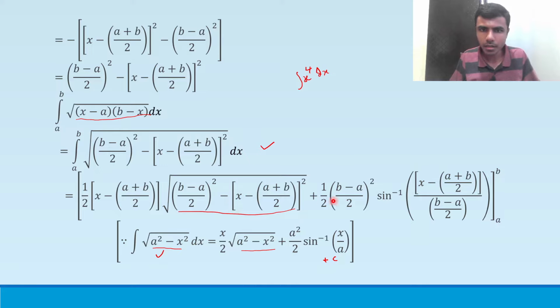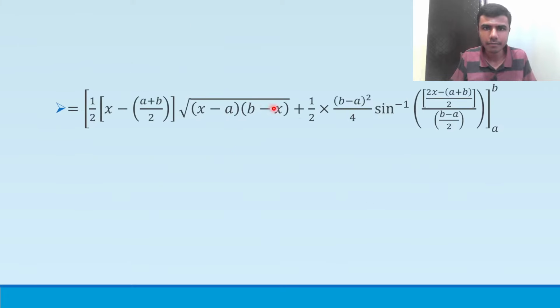And next, just expand this. Here I have b minus a by 2 whole square, so I can write this as b minus a whole square by 4, half into b minus a. And also, one more thing: here take LCM in this bracket, like x minus of a plus b, 2x minus of a plus b by 2 I get. These are the things which you would see in the next slide.